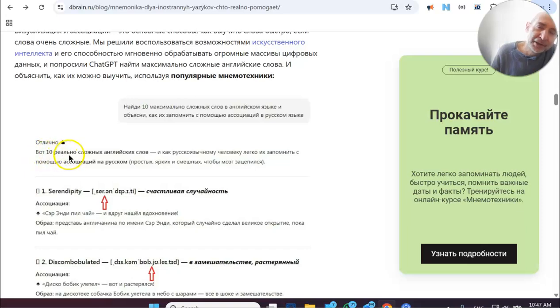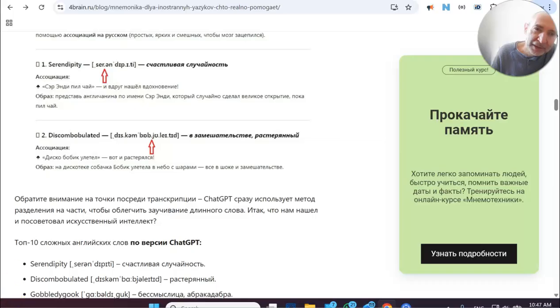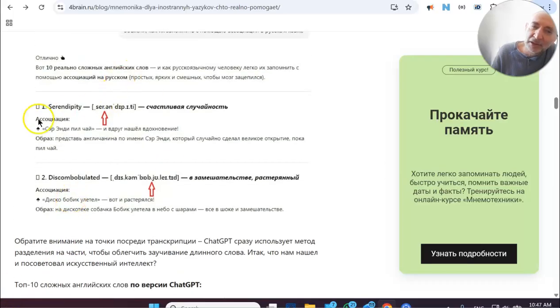So here are 10 really complicated English words, and how for a Russian-speaking person to remember them with ease, with the help of associations in Russian. Simple, vivid, and funny, in order for the brain to get caught. Okay, so let's see what kind of English words it found, and what kind of associations it offered. So the first one is serendipity.